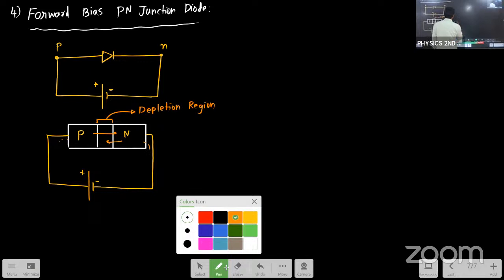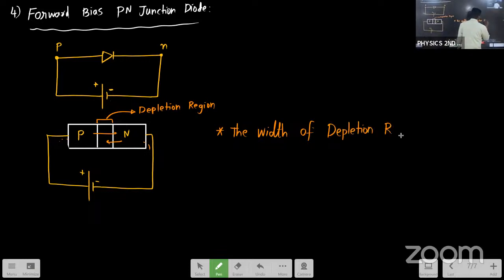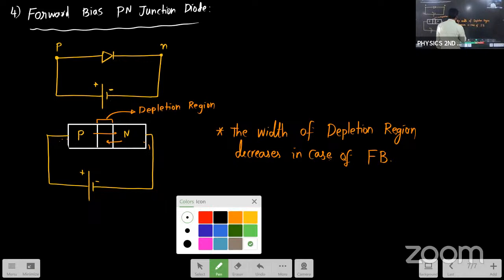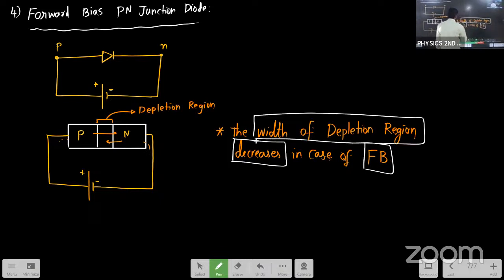So what you are supposed to write? The width of depletion region decreases, in case of which bias? Forward bias. In case of forward bias, the width of depletion region decreases. In case of which bias? In case of forward bias. Remember this. The width of depletion region decreases in case of which bias?